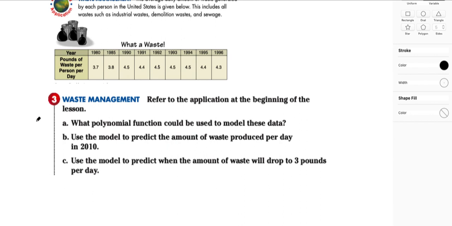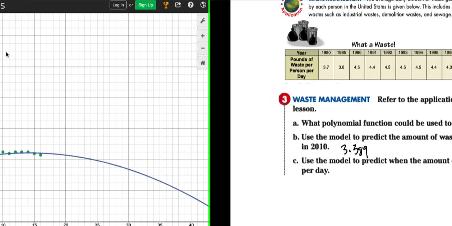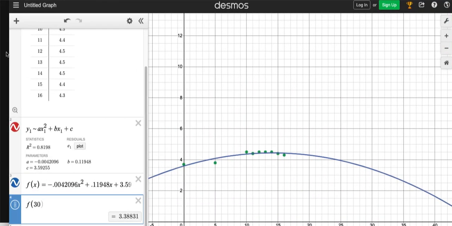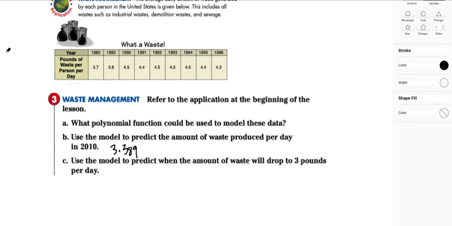So I'm going to write that down here so we can have that answer, 3.389, or maybe it was 3.3. Now I've forgotten, y'all. Let me see, 3.388. So we'll just put 3.39 there. Pounds per day per person. All right, almost done, almost done.